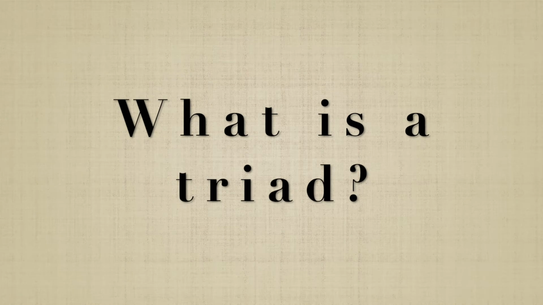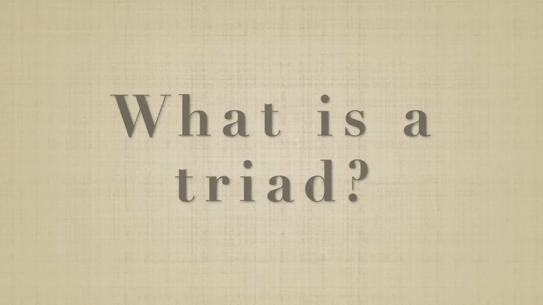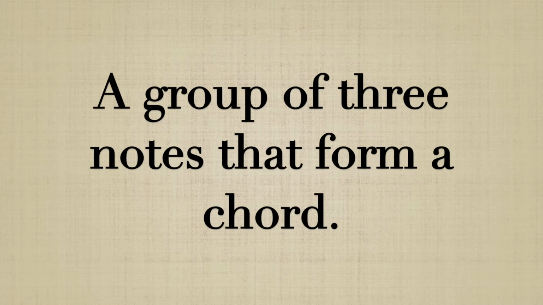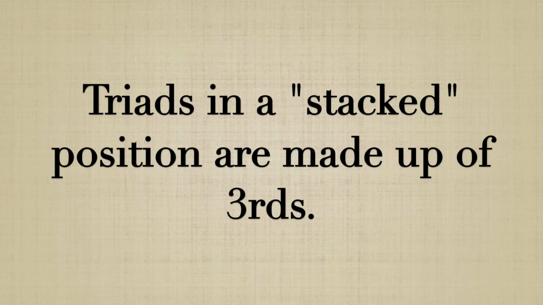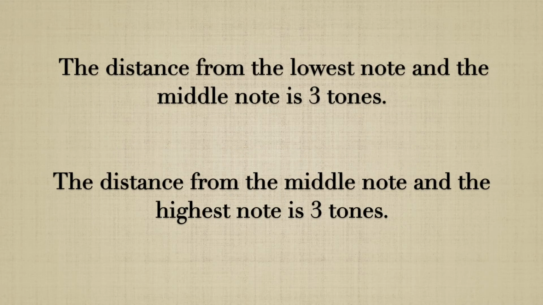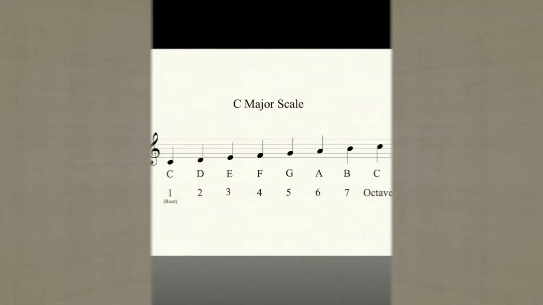So what is a triad? A triad is a group of three notes that form a chord. When triads are played in their most basic stacked position, they're made up of thirds. In other words, the distance from the lowest note to the middle note is 3 tones, and the distance from the middle note to the highest note is also 3 tones. To understand this a little bit better, let's take a look at a major scale.